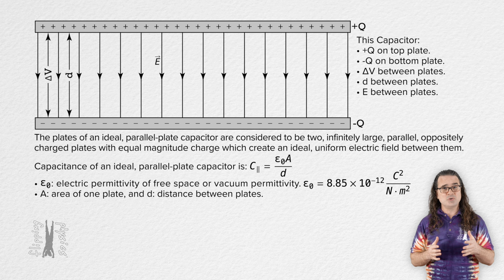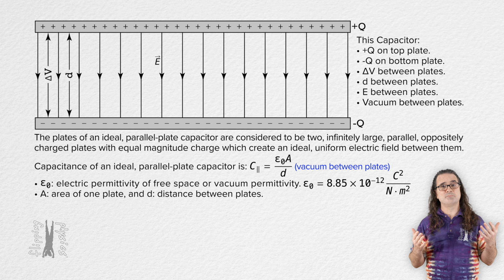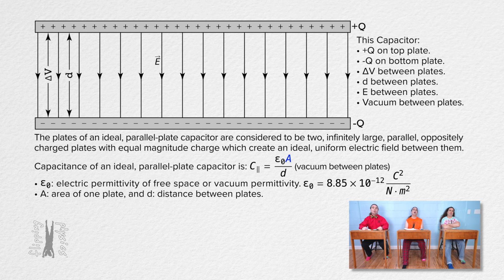This equation assumes there is absolutely nothing between the two plates, not even air. In other words, there is a vacuum between the two plates, hence vacuum permittivity. But capital A would be infinitely large, right? What? Why? He just said that the plates of an ideal parallel plate capacitor are considered to be infinitely large. So the area of the plates, capital A, should be equal to infinity.